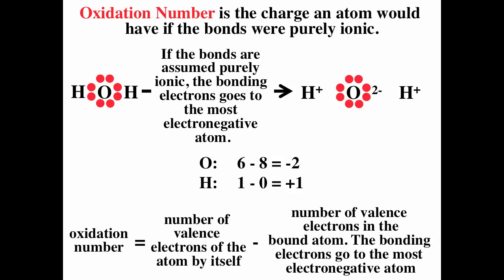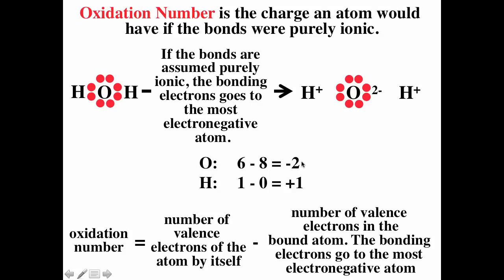So if we look at water, and we assume the bonds are purely ionic, again, because we're doing oxidation number, and oxidation number is the charge an atom would have if the bonds were purely ionic. Oxygen is more electronegative. It has a larger electronegativity, and so the bonding electrons go with the oxygen. And so the hydrogen is actually left without any valence electrons. And so now using the equation, number of valence electrons by itself, and so oxygen's in the 6th column, so that's where that 6 comes from, minus number of valence electrons in the bound atom with the bonding electrons going to the most electronegative, and so we see 2, 4, 6, 8, and so 6 minus 8 gives us an oxidation number of -2 for the oxygen.